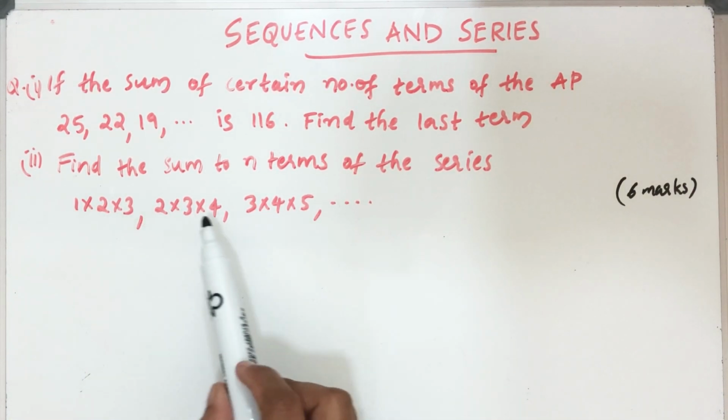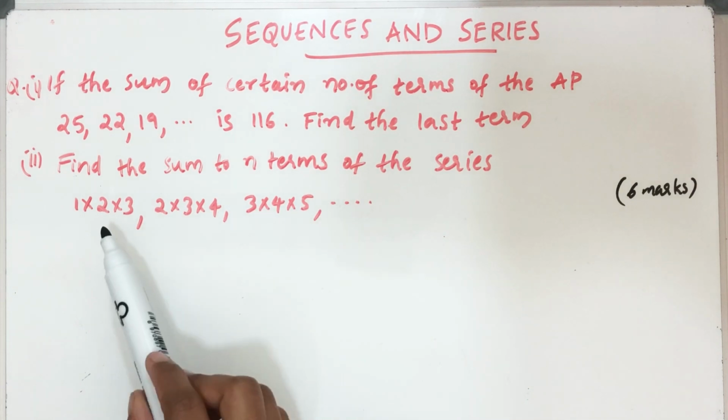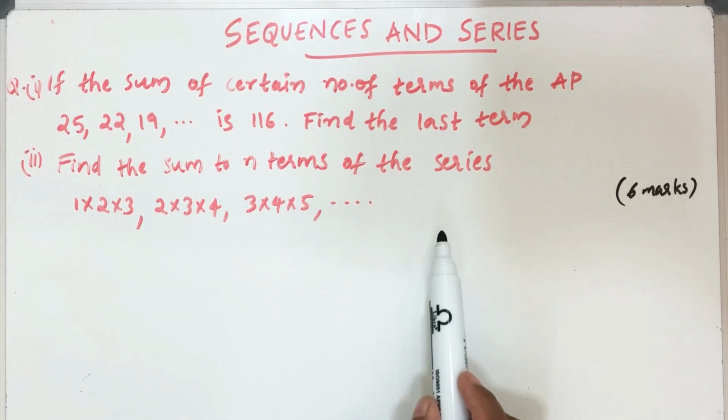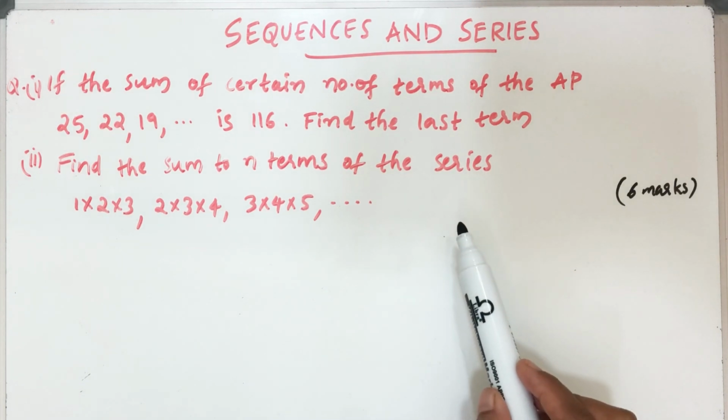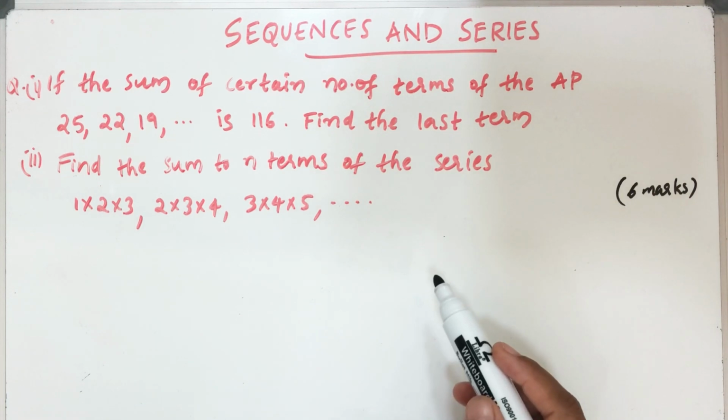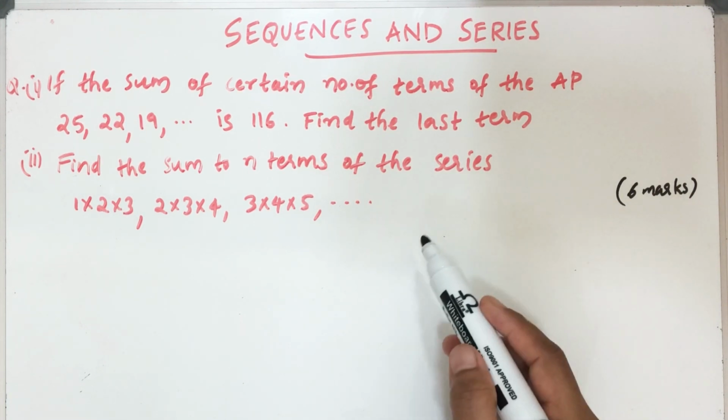And second part, find the sum to n terms of the series 1 into 2 into 3, 2 into 3 into 4, 3 into 4 into 5, etc. From the section Sum to n terms of special series. These two questions I have already discussed in the respective sections.